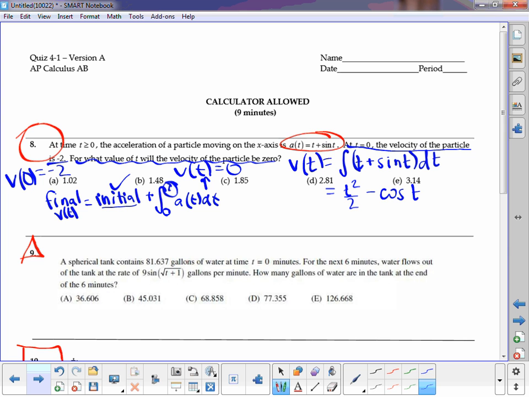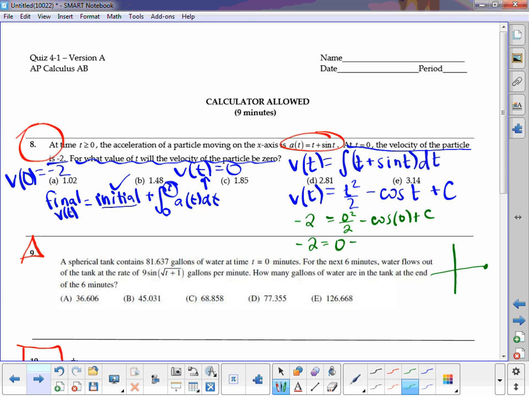And what else do I need? Plus c. Okay, because I'm doing my indefinite integral, so I should have a plus c. Now, I use that initial condition to help us solve for c here. So my initial condition says that when time is 0, my velocity is -2. So I get -2 equals 0. What's cosine of 0? Cosine of 0? 1.